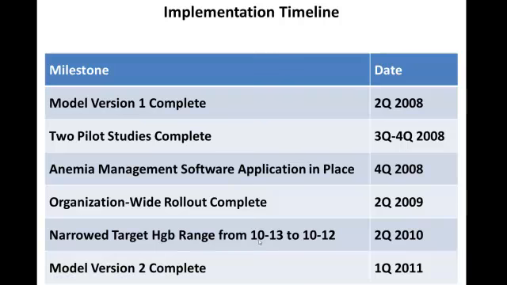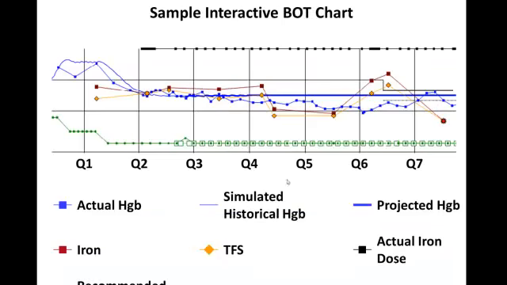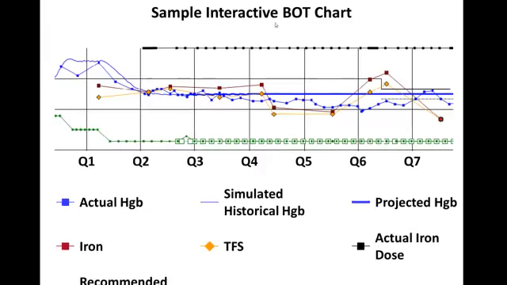Then we had the hemoglobin target range decrease from 10 to 12 in the second quarter of 2010, and completed a second version of the model in the first quarter of 2011. The second version of the model has more biophysically accurate parameters in it. So what are we saying here? From the second quarter of 2008, in about 3 years, we've gone from observing a pattern to controlling the pattern for 650 patients. I show this chart as an artifact of what the project is.